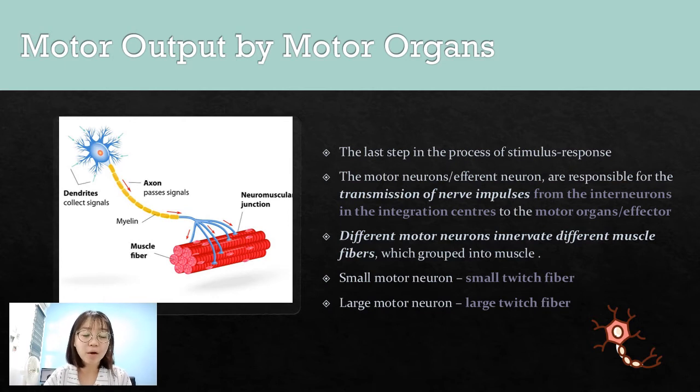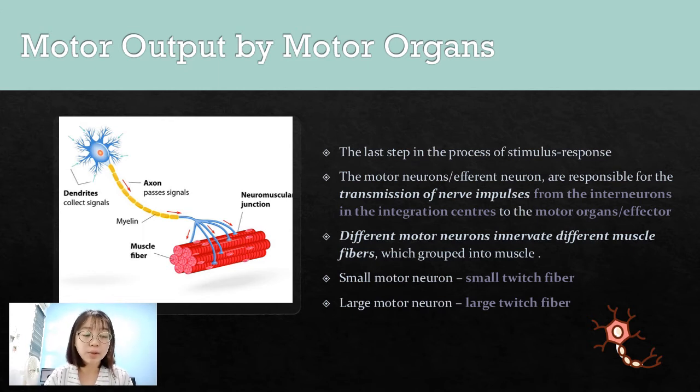Now I would like to continue on the last step of the process of stimulus response, which is known as the motor output by the motor organs. Similar to sensory neurons and interneurons, motor neurons are also responsible for the transmission of nerve impulses. But motor neurons will only transmit the nerve impulses from the integration centers to their respective effector organs, or what we call the muscles.